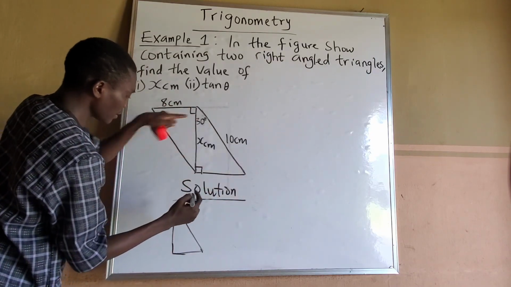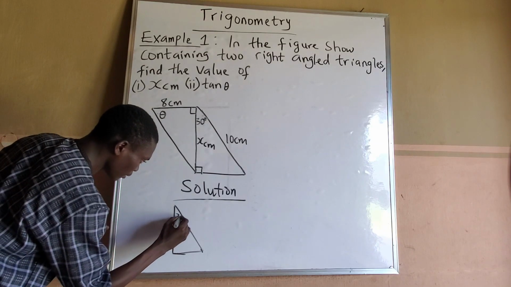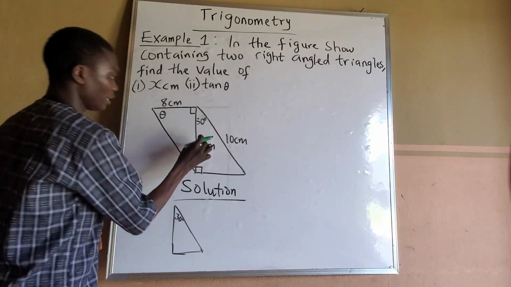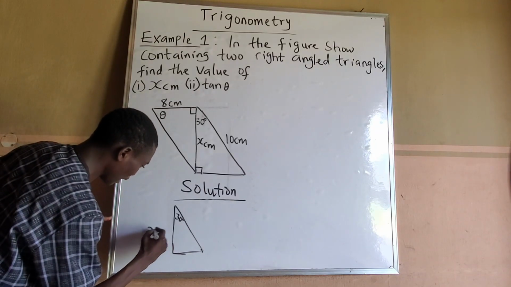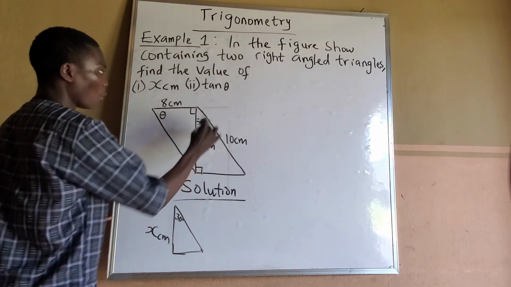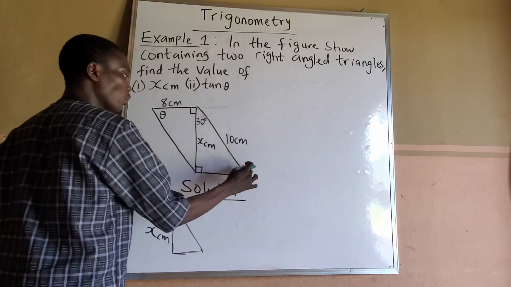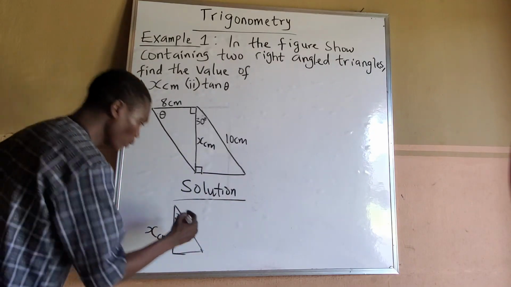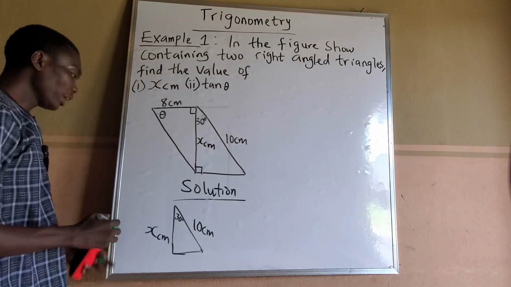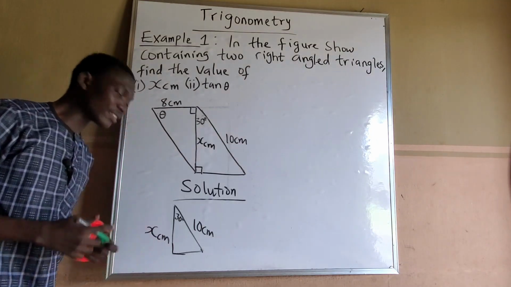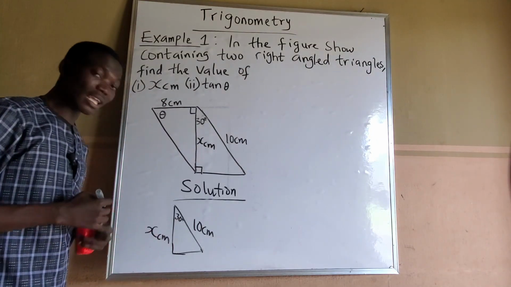So here is 30 degree. Here is X centimeter. That is, this side is X centimeter. This side is called the hypotenuse side, which is given to be 10 centimeter. Okay, so we need to get the value of this X here.